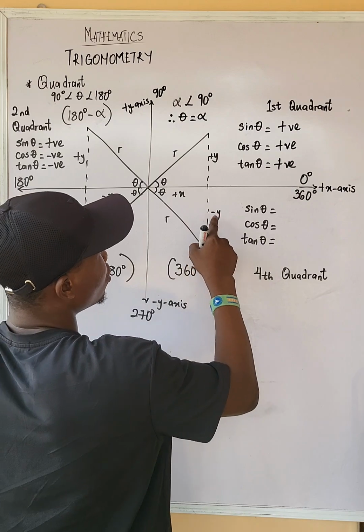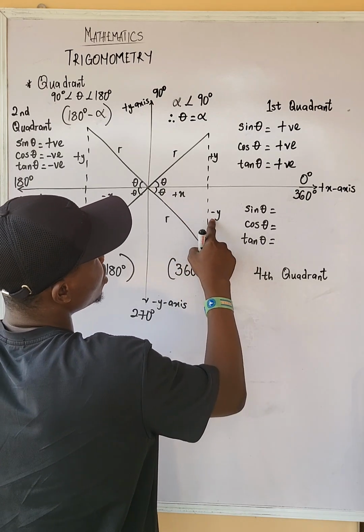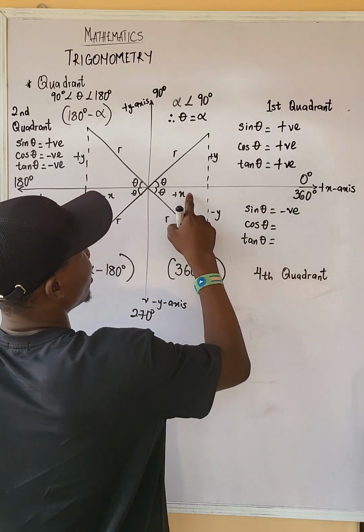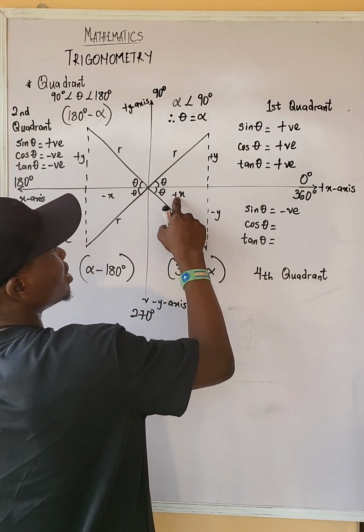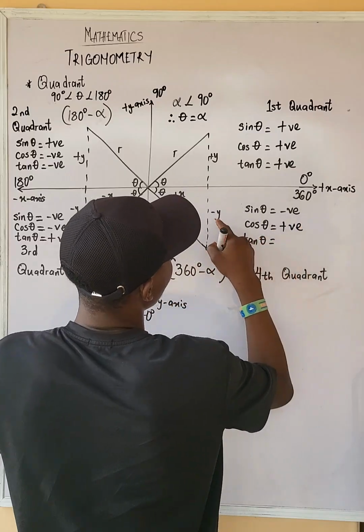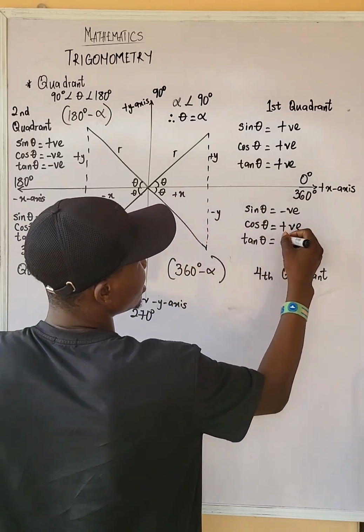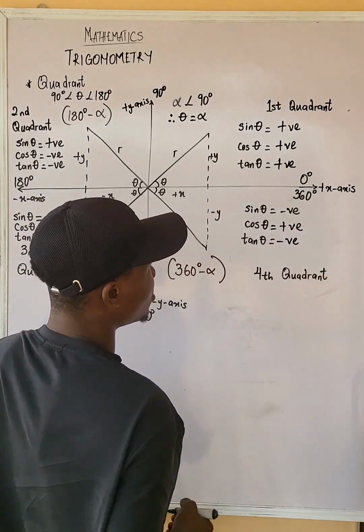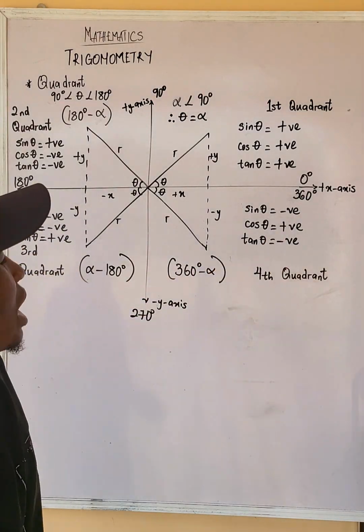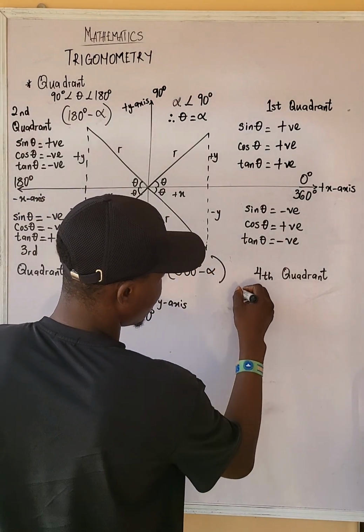Now coming to the fourth quadrant, this is my angle. This is opposite over hypotenuse, so my sin is negative. My cos will be positive. This is the adjacent, right? Adjacent over hypotenuse, that's positive. Tan will be minus divided by plus, that's negative. You understand? So it means that on the fourth quadrant, only cos is positive. So that's how we take it as CAST.